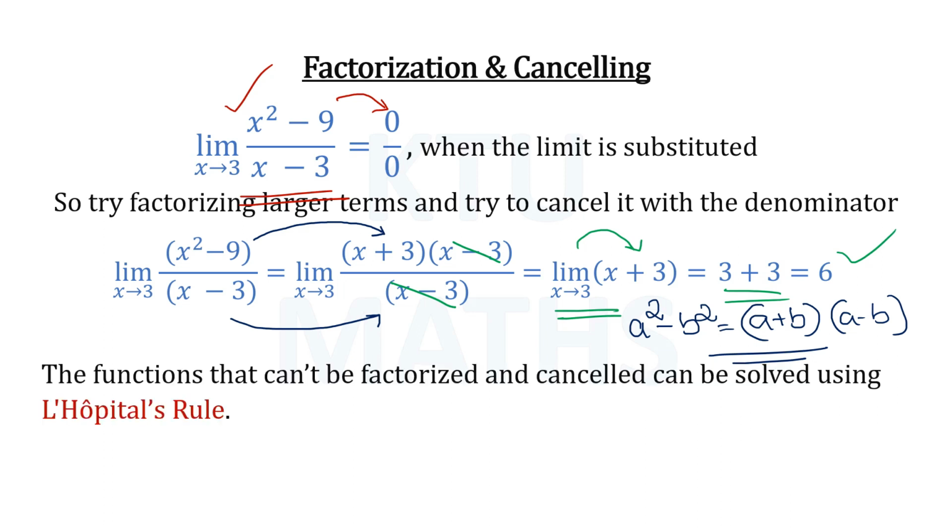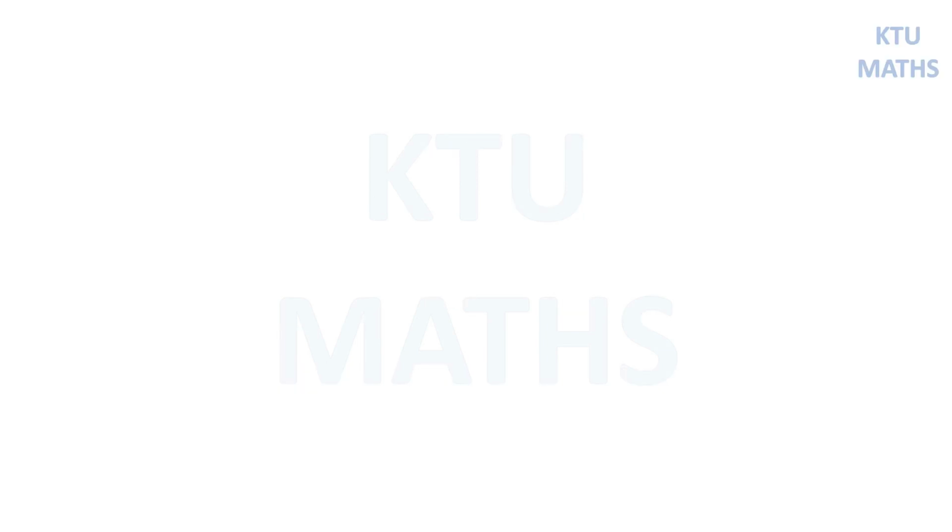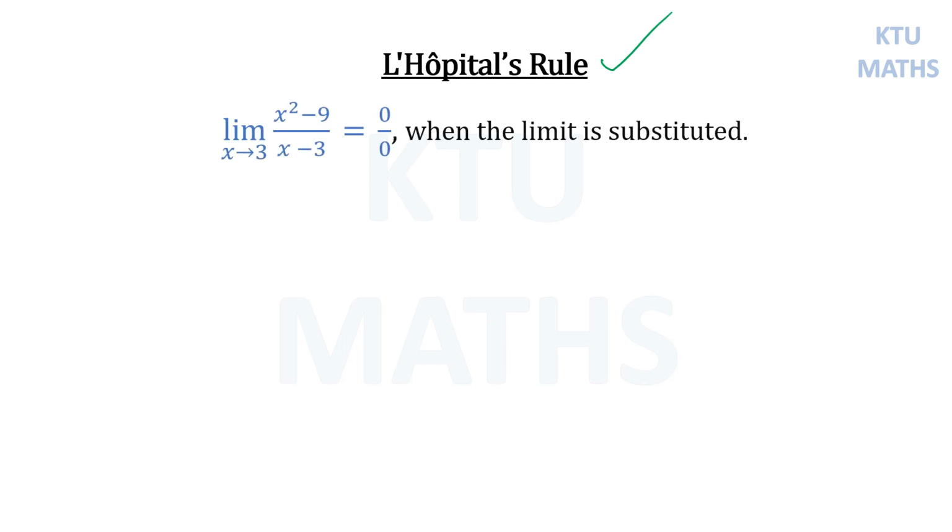And what about functions that cannot be factorized and cancelled? Here we use L'Hopital's rule, and that is what we are going to study in the next portion. In this portion, we are going to study L'Hopital's rule. This rule is the easiest method to solve indeterminate forms, that means 0 by 0 or infinity by infinity forms, and find their limits. Let us check a question. By substituting the value of 3, we will get the 0 by 0 indeterminate form.